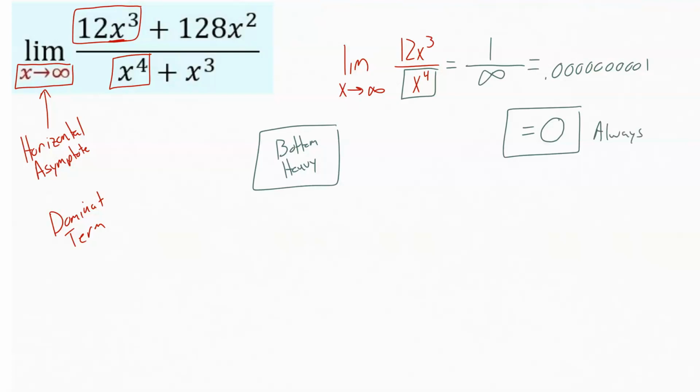So whenever you get a bottom-heavy situation, you know the answer in about 2 seconds, it's going to be 0. So your long-term behavior is that this graph is headed to a y value of 0. The answer to limit problems are always y values. It also tells us that our horizontal asymptote in a bottom-heavy situation is also always going to be 0.